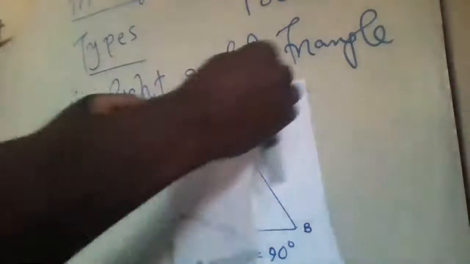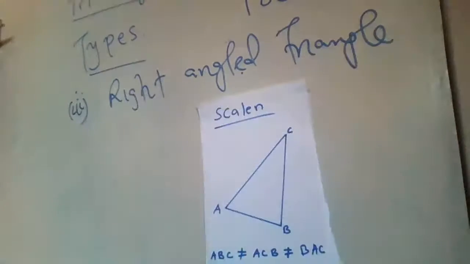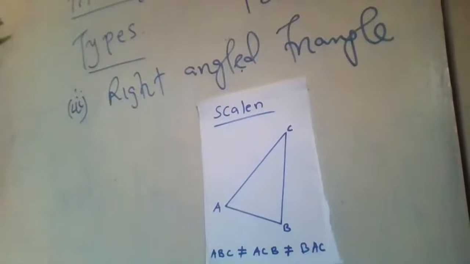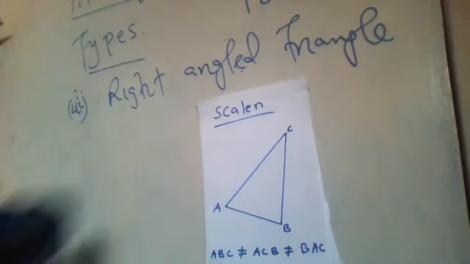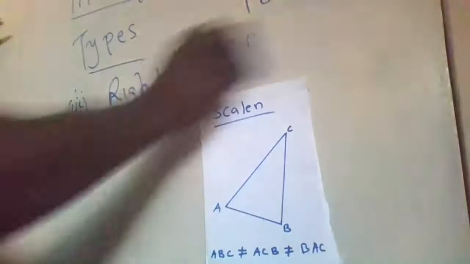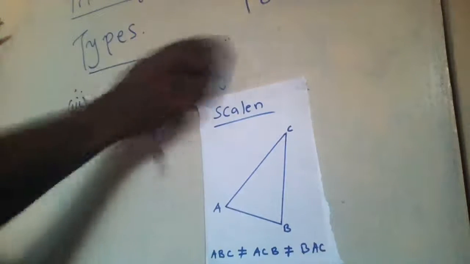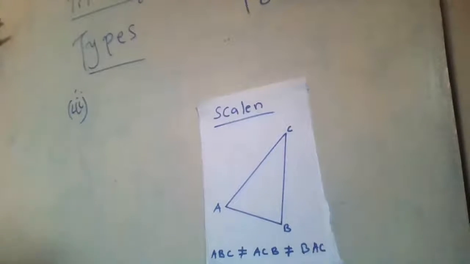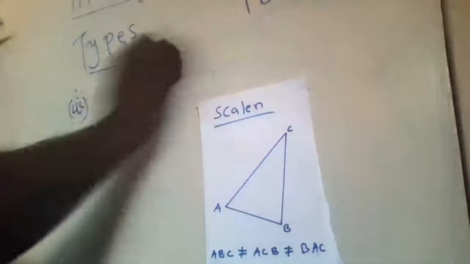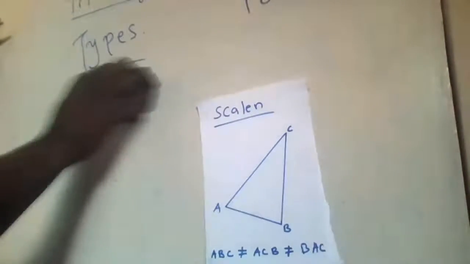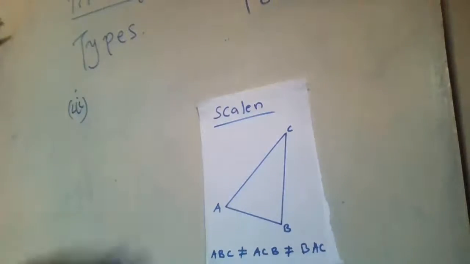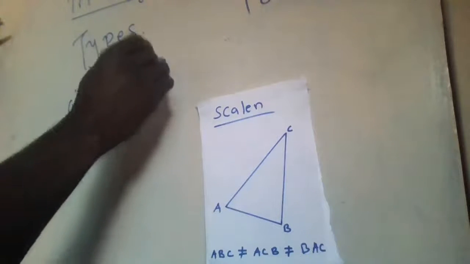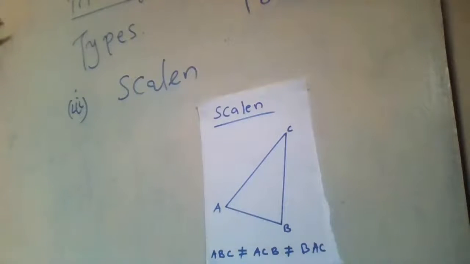We have the last one. This one is just unique. It's just in its own world. Why? Because none of the sides are equal and none of the angles inside are equal. Everything is different. And none of the angles add up to 90. This one is unique in the sense that all the sides are different and all the angles are different, and this is called a scalene triangle. So there are 4 types of triangles.